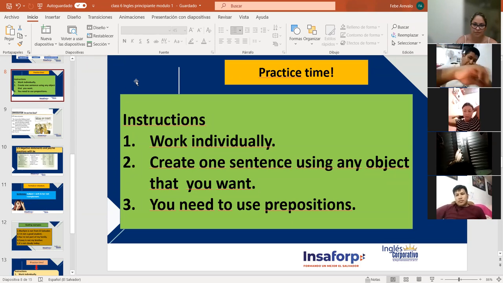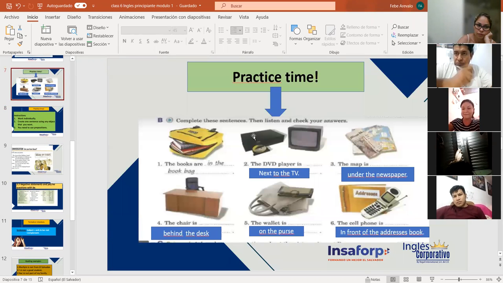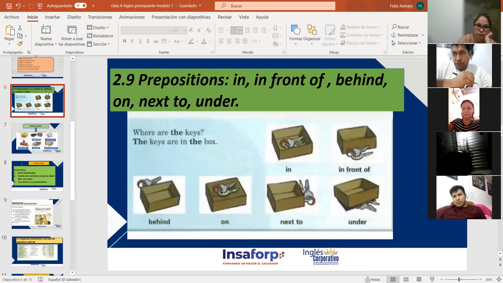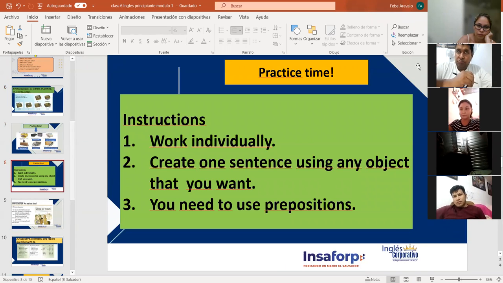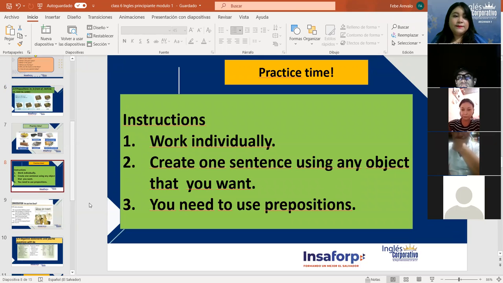All right. Entonces, vamos a crear una sentence. Este es un momento de practicar, everyone, y en el cual yo les puedo brindar ayuda. Vamos a crear una sentence utilizando prepositions of place, right? Hagámoslo, please. Let's work on this.